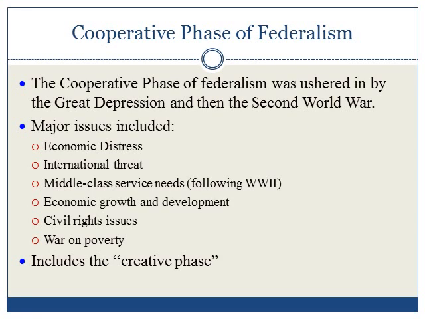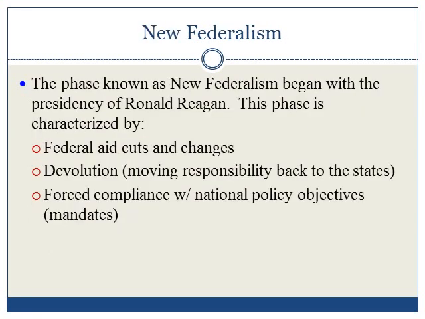Part of this cooperative phase contains another phase that's in your textbook called the creative phase, and this was under Lyndon Johnson. Lyndon Johnson gave this name to federalism under his term in office, in which he was pouring lots of money into local and state governments for his war on poverty.